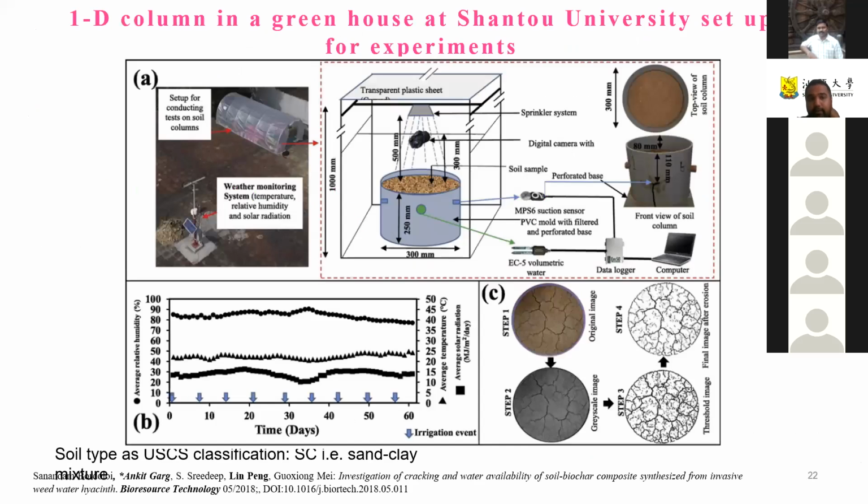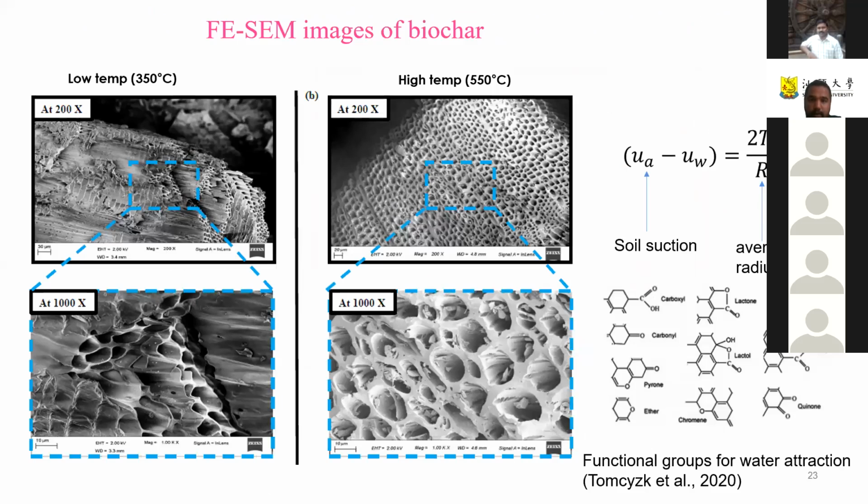I'm not going into details, but just to give you an idea, to verify our hypothesis of how biochar could affect water retention, we performed several experiments in a greenhouse, where we constructed a one-dimensional pot containing compacted soil. We installed suction sensors and a water content sensor and monitored this pot under drying-wetting cycles for around 9 weeks. There were around 7 drying-wetting cycles. During this, we also captured images with a camera to understand surface cracks and crack propagation. And this is how the biochar looks when you produce it at lower temperature and higher temperature. At higher temperature, the porosity of the biochar increases.